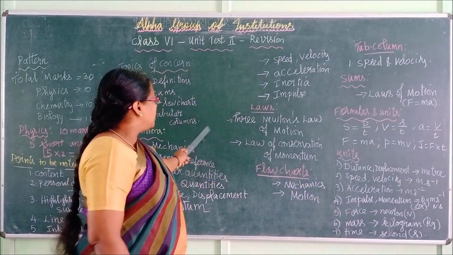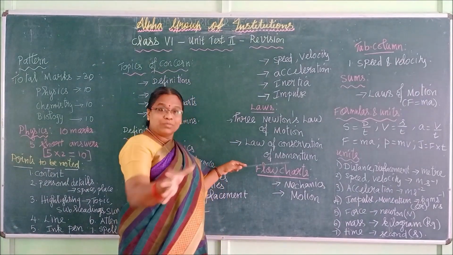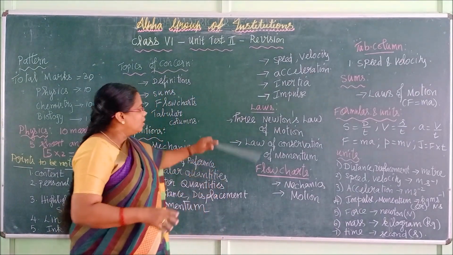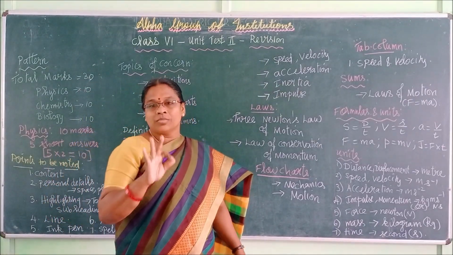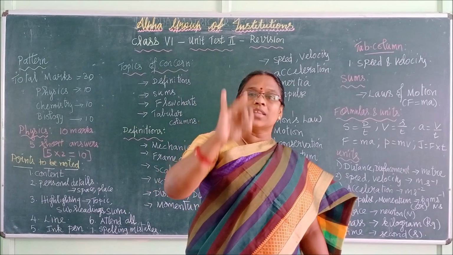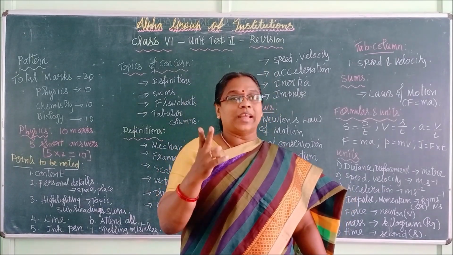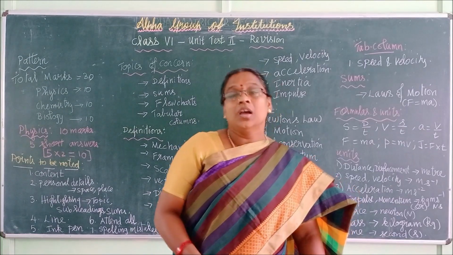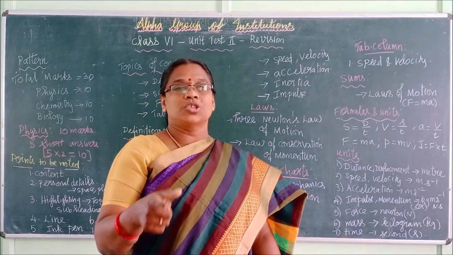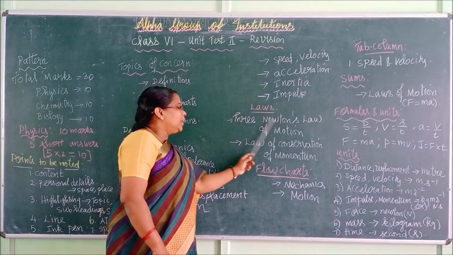Right? Next one. Laws. There are 2 sets of laws we have learned. First one is Newton's laws of motion. There are 3 laws, right? So first law of Newton, second law of Newton, third law of Newton. This can be asked in 2 ways. State Newton's first law, like that it can be asked, or state first law of motion, like that also it can be asked. Okay. So all the 3 laws you have to write.